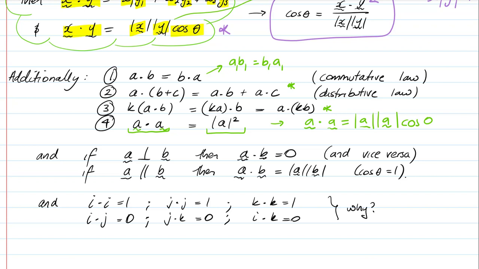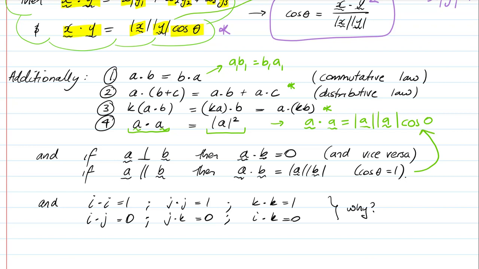If a is perpendicular to b, then a dot b equals 0, because cos of 90 is 0. If a is parallel to b, then a dot b equals the magnitude of a times the magnitude of b, because cos of 0 equals 1, as we've just seen here.